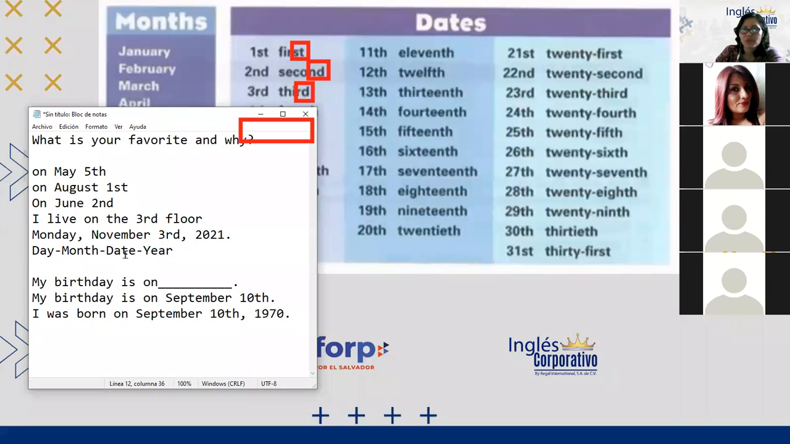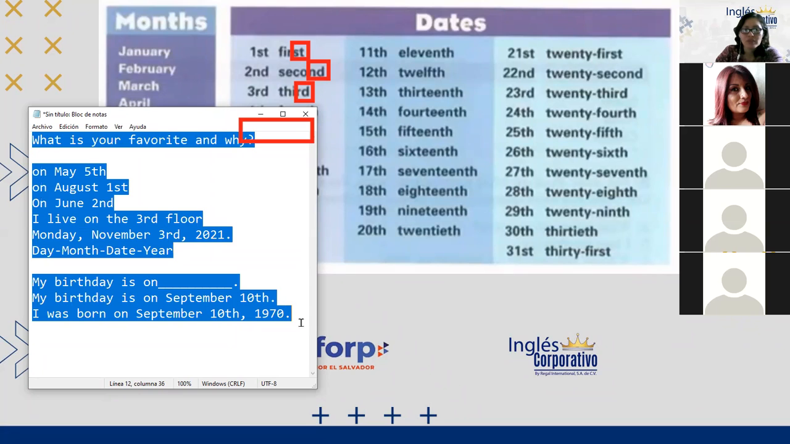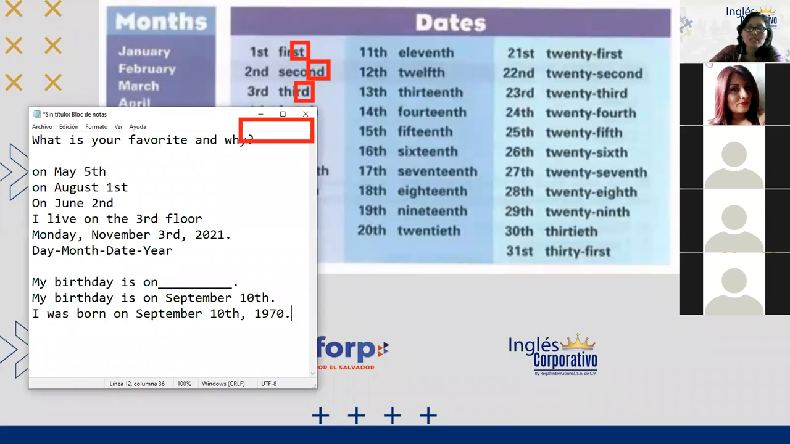Bueno, pero antes de eso, voy a compartir esto en el chat. Okay, very good. But what happens if I want to express just a month? O puede ser solo el mes, o puede ser solo el año, sin incluir una fecha específica. Bueno, en ese caso voy a cambiar de preposition y ya no voy a usar on, sino que voy a usar in.